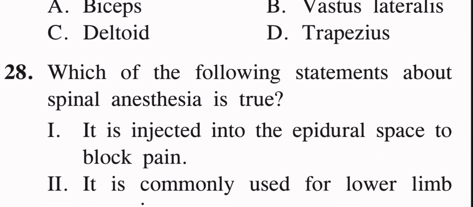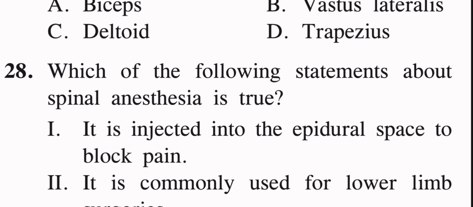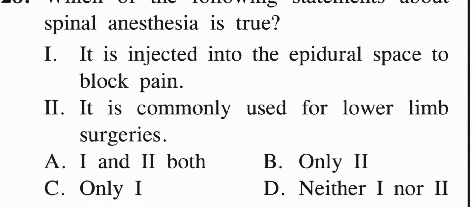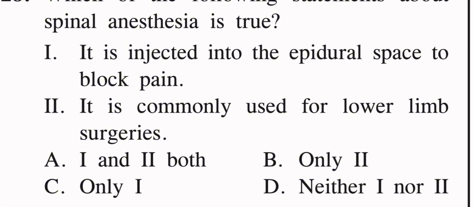Which of the following statements about spinal anesthesia is true? 1. It is injected into the epidural space to block pain. 2. It is commonly used for lower limb surgeries. So options: A, 1 and 2 both; only 2; only 1; neither 1 nor 2.